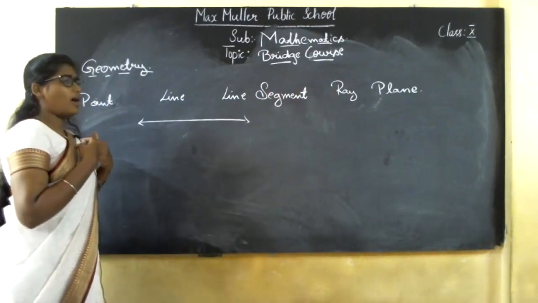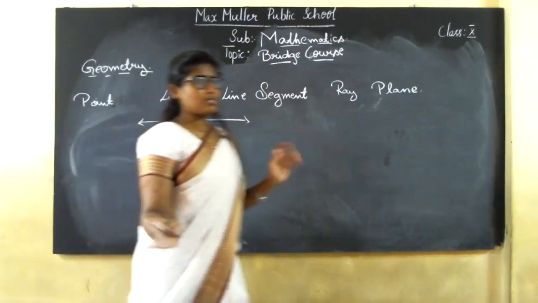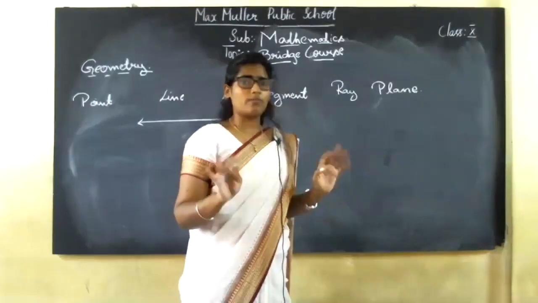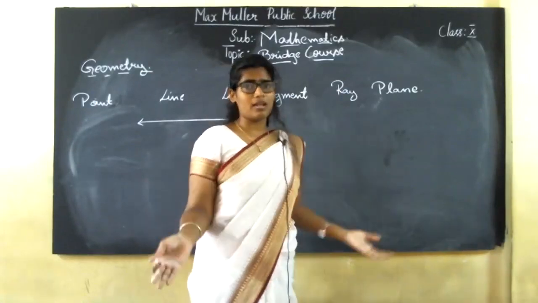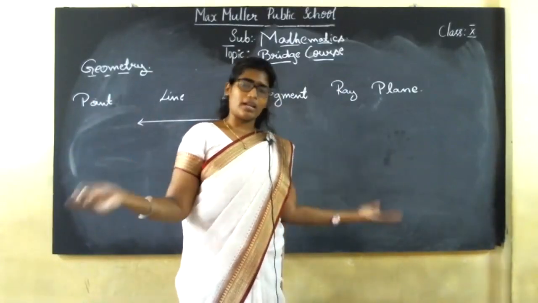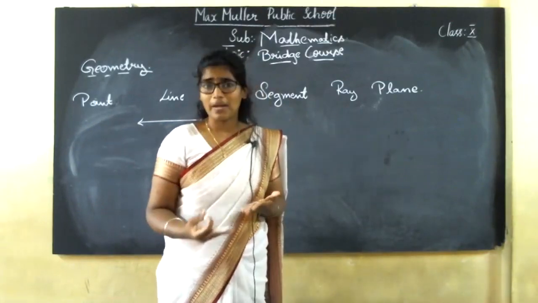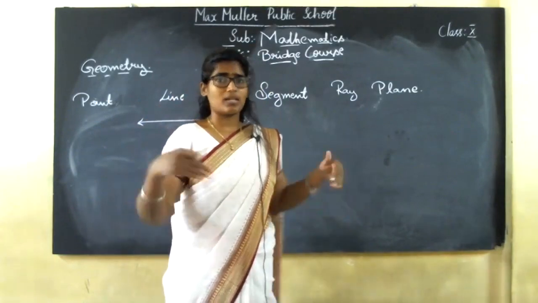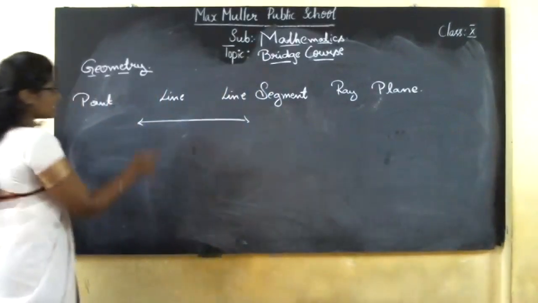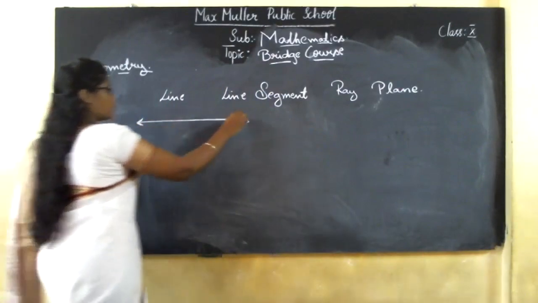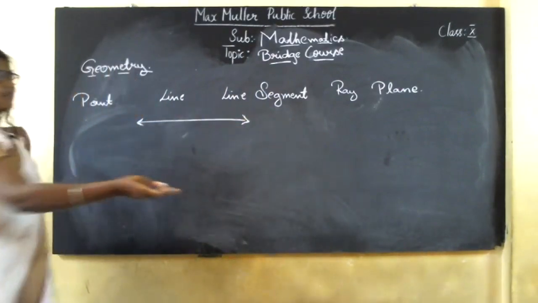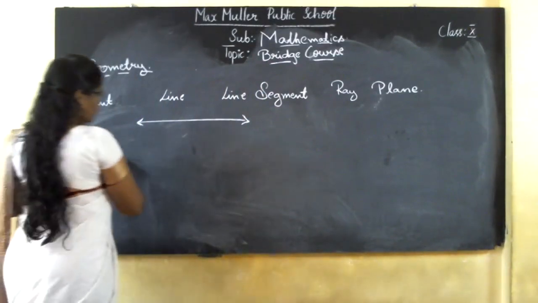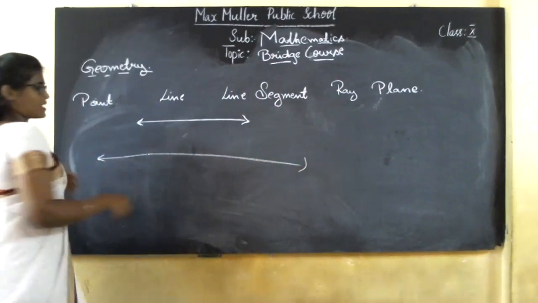Now, I might be confused in my measurement. First, I think I need to draw 5 centimeters. I draw 5. No, I do not want 5 centimeters. I want still bigger, so I draw 7. I draw 10. I will not have a specific measurement to draw a line. At that time, when you extend the line on two sides, then you can say it is a line, and this arrow mark indicates that you can extend the line to however much distance you require.